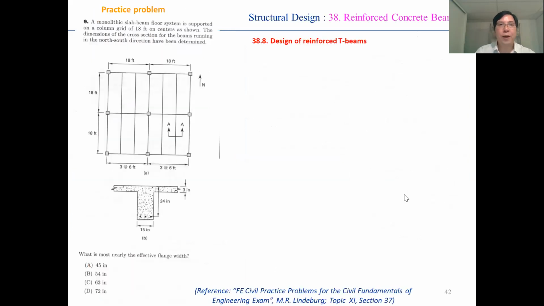So now I will pass to another practice problem. So in the problem, they give you the monolithic slab beam floor system given by this figure, and they give you the dimensions of the slab beam floor. They ask what is the most nearly the effective flange width.